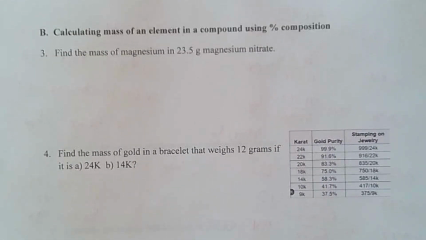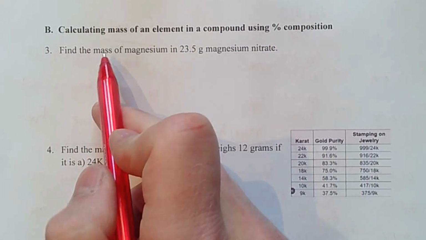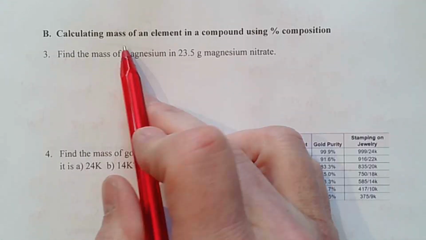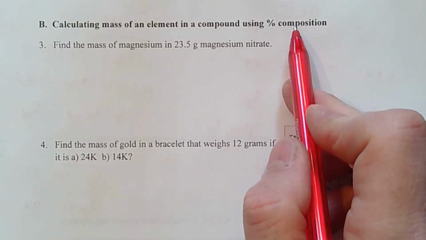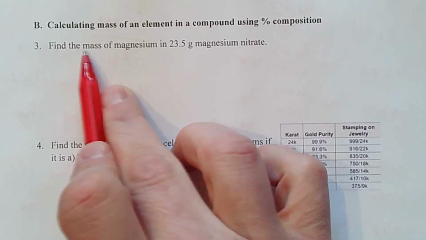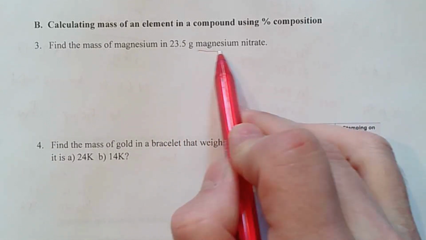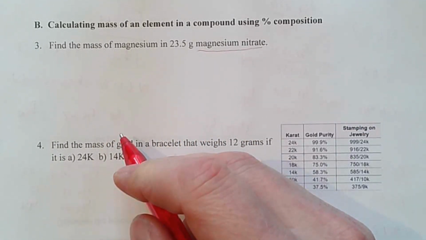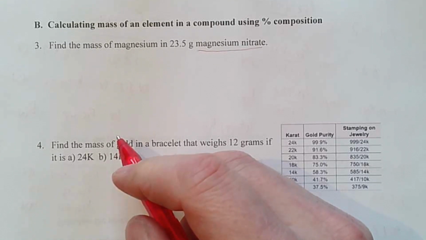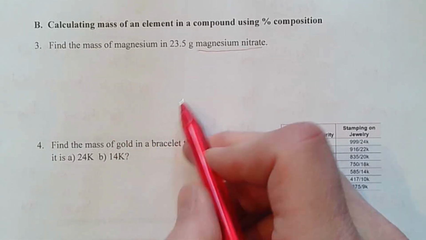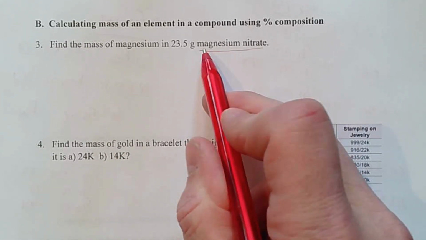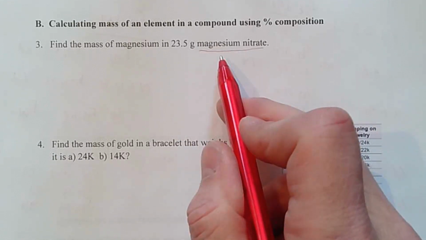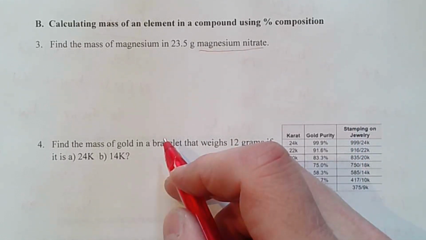Now, here's a different style of problem. Calculate the mass of an element in a compound using percent composition. You notice this example is talking about magnesium nitrate. Luckily for us, in our prior example, we found the percent composition of magnesium nitrate. So we're going to use that in this problem.